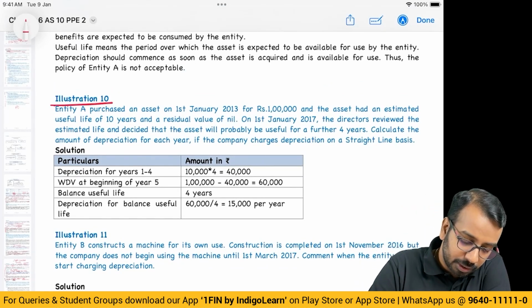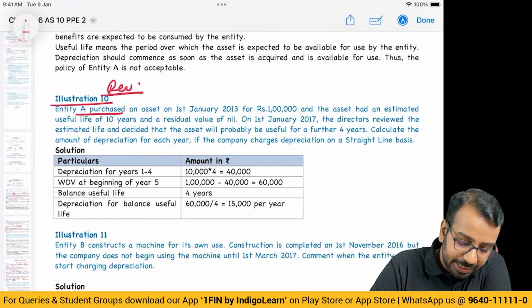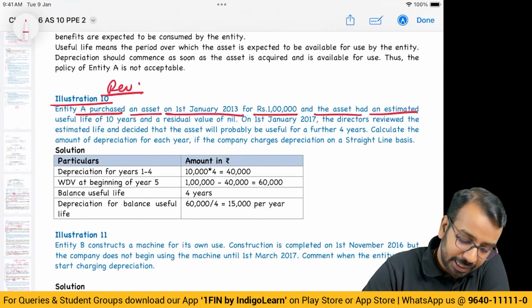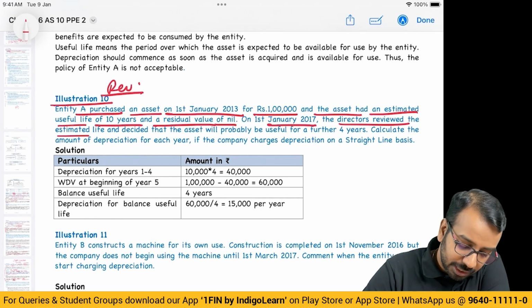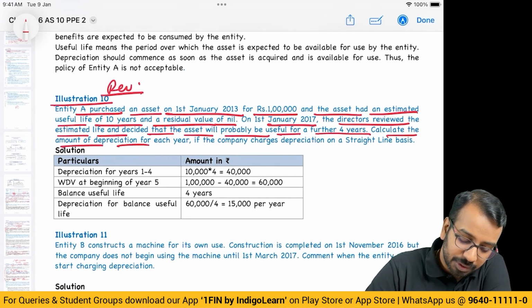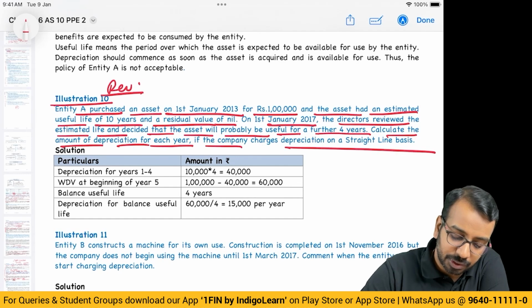Entity A, so this is on revision of life. Entity A purchased an asset on 1st of January for rupees 1 lakh and the asset had an estimated useful life of 10 years and a residual value of nil. On 1st of January of 17, the directors reviewed the estimated life and decided that the asset will probably be useful for a further 4 years. Calculate the amount of depreciation for each year if the company charges depreciation on SLM.